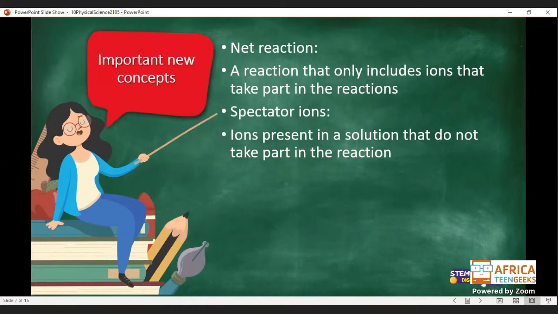So guys, let me show you how we figure out what is a spectator ion so that you can have an idea of what I'm talking about. Okay, right.